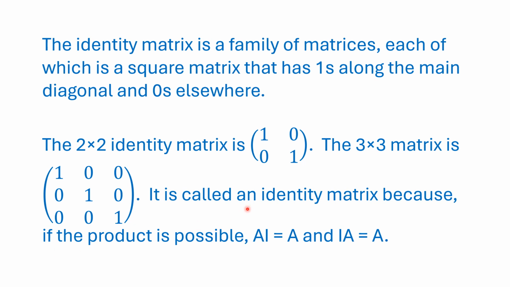And if the multiplication is possible, the matrix A times the identity matrix I gives us back A. And the matrix I times a matrix A also gives us back A. So this is the identity matrix. We'll multiply with it and nothing happens to our matrix.